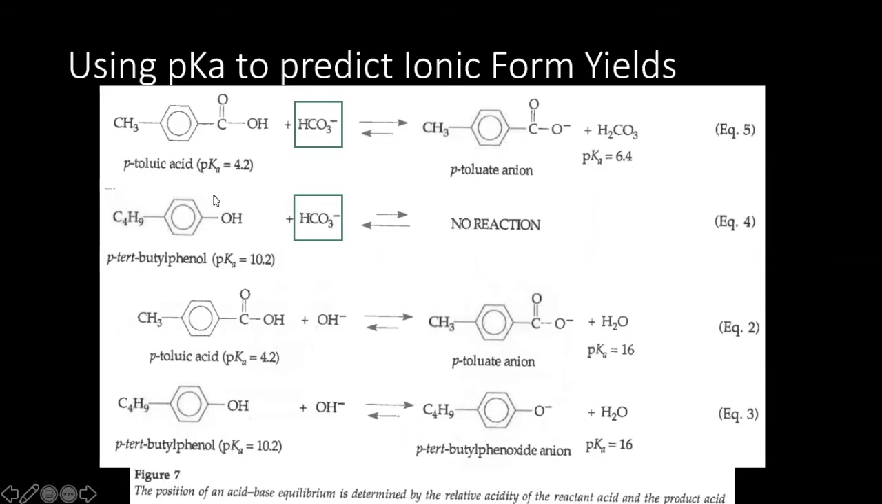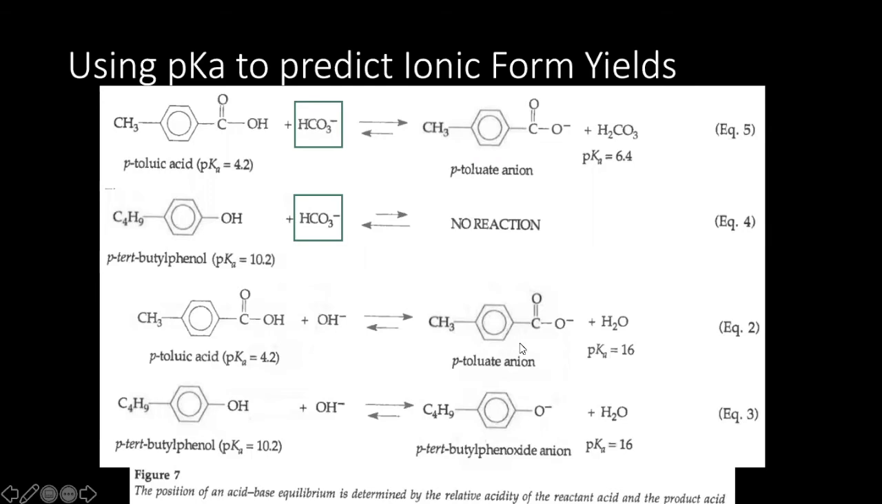We can tell from the pKa values that they've got assigned, as well as from a qualitative assessment, that equilibrium in that top reaction should favor the products. So we should have plenty of the p-toluate anion being formed, which would of course preferentially go into the aqueous layer. Since our p-tert-butylphenol doesn't react with sodium bicarbonate, we see it staying in its organic form and remaining in the organic layer.